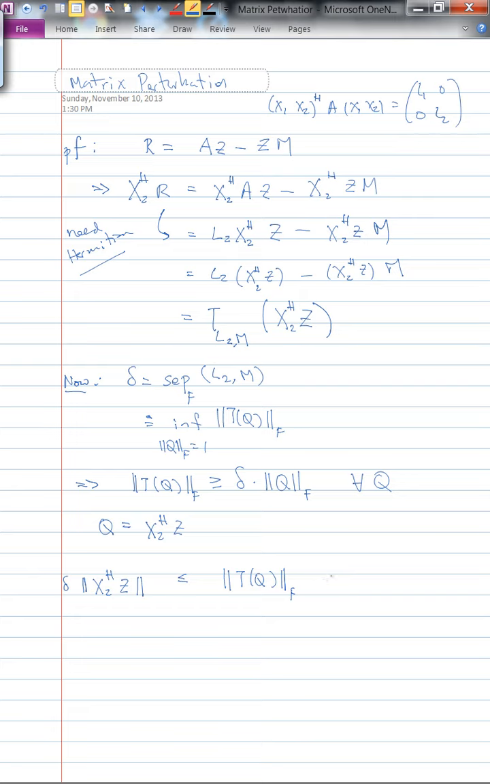And therefore, this tells us that x2 Z, again, with the Frobenius norm everywhere here, is less than or equal to, using the chain of equalities that we had here, the Frobenius norm of R divided by delta.